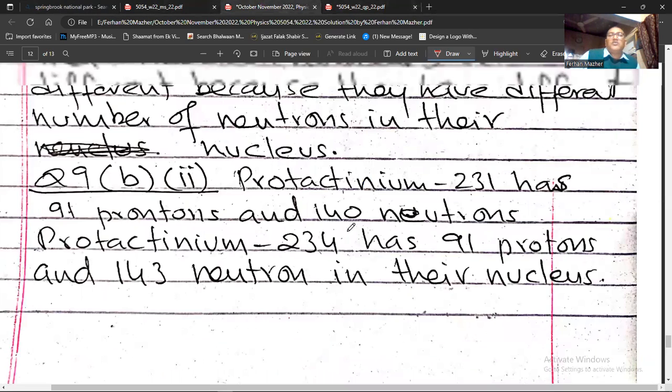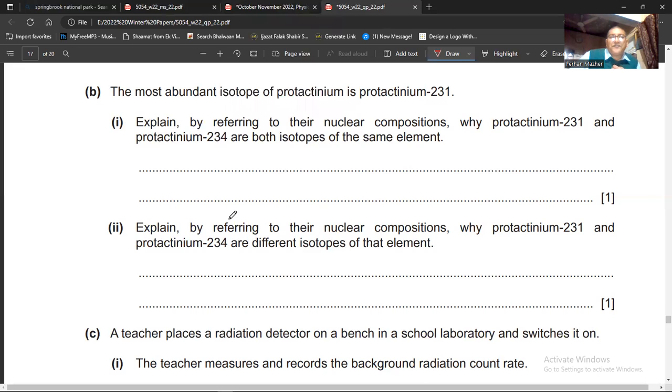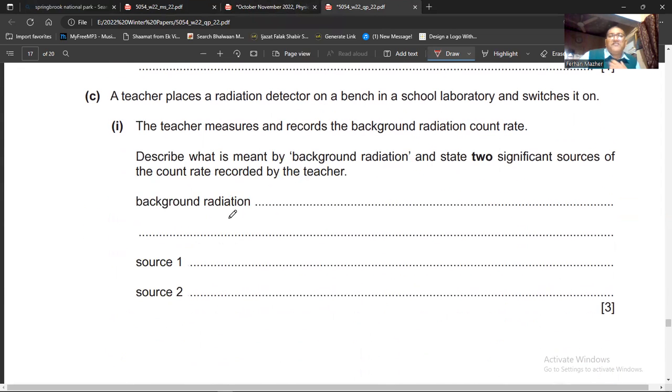The first part, you are only supposed to tell that their proton numbers are the same. Question number C, first part. The teacher places a radiation detector on a bench in a school laboratory and switches it on. The teacher measures and records the background radiation count rate. Describe what is meant by background radiation and state two significant sources of the count rate recorded by the teacher.